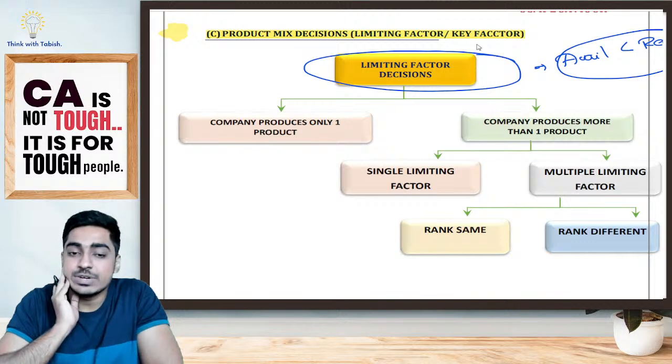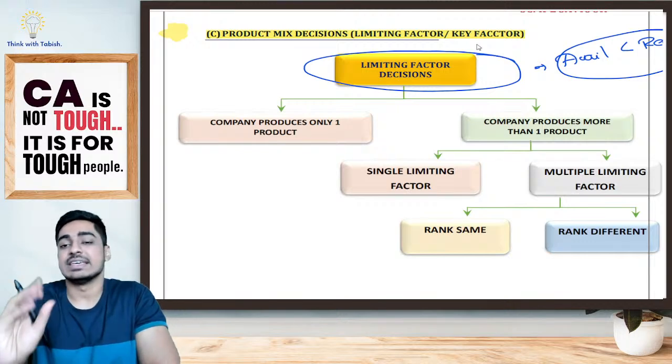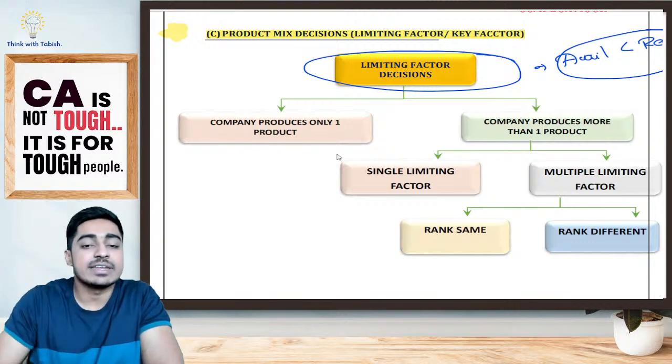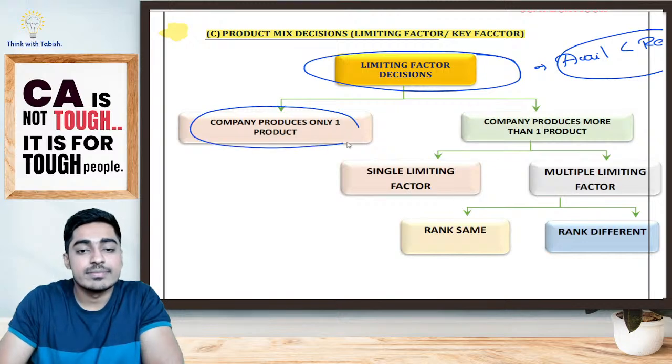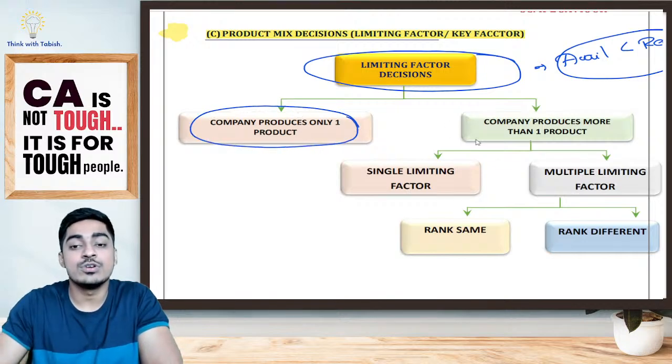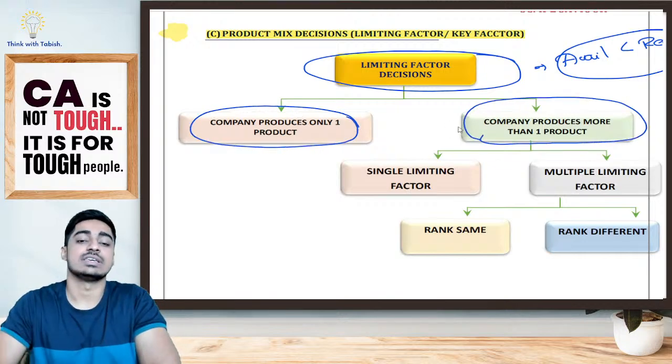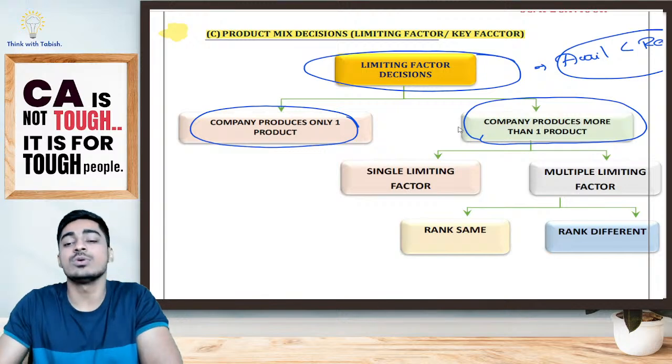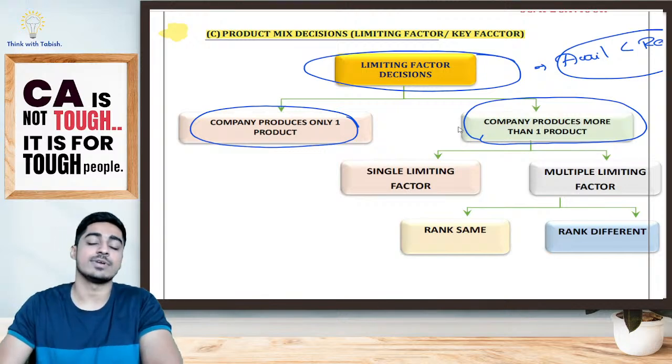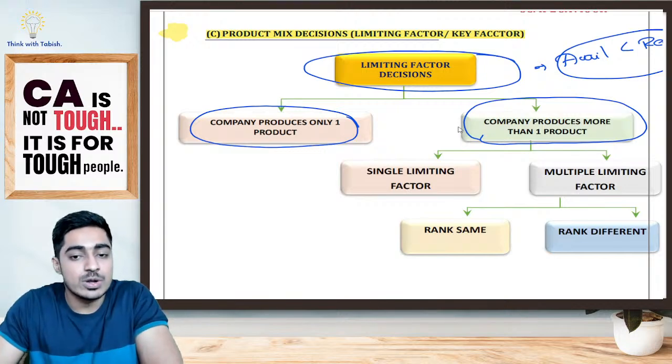So what all decisions do we take? Either company will tell, yes, anyways, it is a limiting factor, right? Let us produce only one product. Or company will tell, no, we want to produce both the products. Company is producing one product, what do we do? If company is producing more than one product, what do we do?